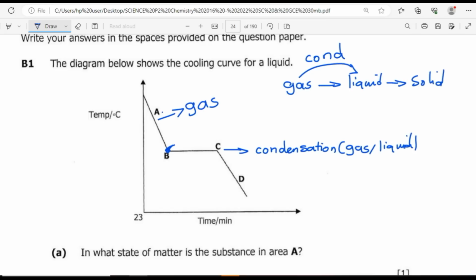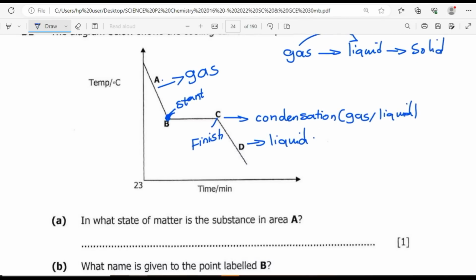At point B, this is where the condensation is starting. At point C, this is where the condensation has finished. So all the gas has been converted into a liquid, and D will give us a liquid phase. Now, let's look at some questions. In what state of matter is the substance in area A? Area A should be a gas.